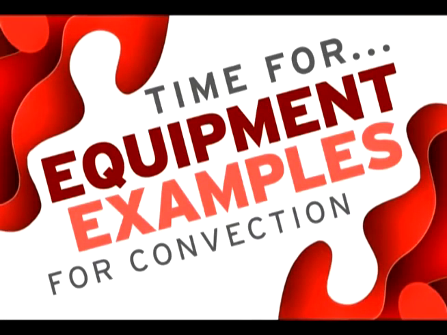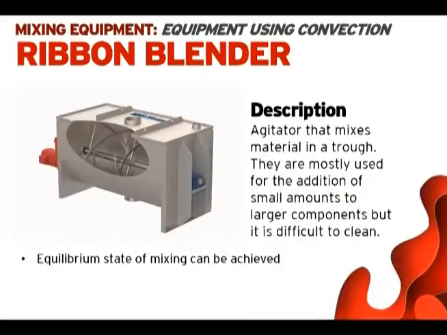For my turn of introducing equipment, we will talk about three pieces of equipment designed to primarily operate using convective mixing. So our first equipment is a ribbon blender. The ribbon blender uses an agitator that mixes material in a trough. The agitator is shaped similar to a rotating ribbon, hence the name. They are mostly used for the addition of small amounts to larger components, but it is very difficult to clean. An equilibrium state of mixing can be achieved when using the ribbon blender.